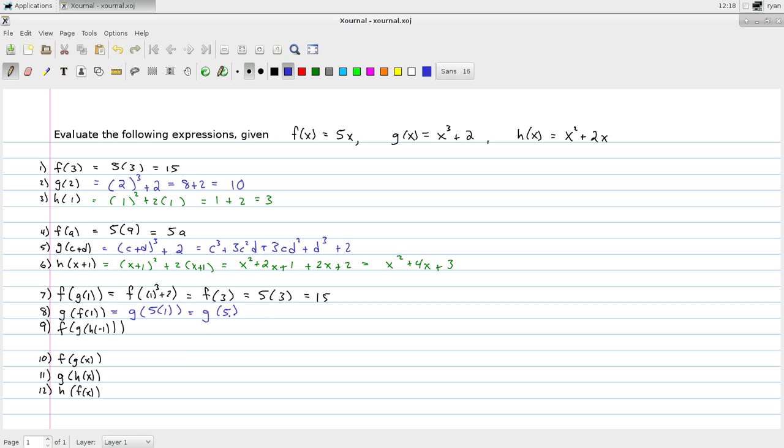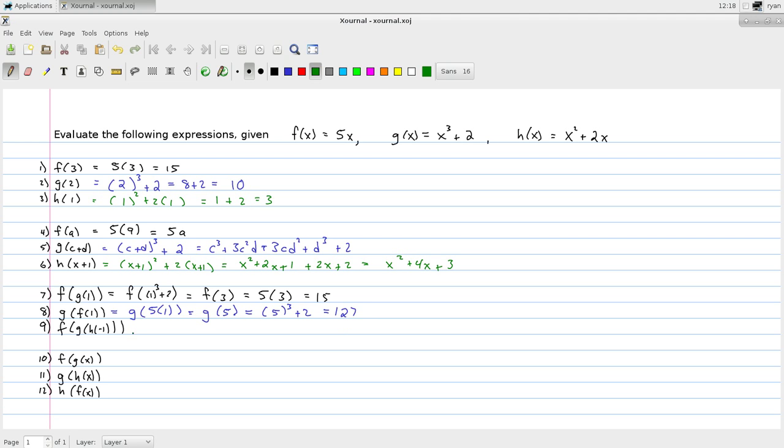Now that we're done with the inside, we're going to plug 5 into the g function. So g was x cubed plus 2. So we're going to replace the x that we have here with 5. So instead of x cubed plus 2, we have 5 cubed plus 2. And simplifying this, 5 cubed is 125, plus 2 is 127.